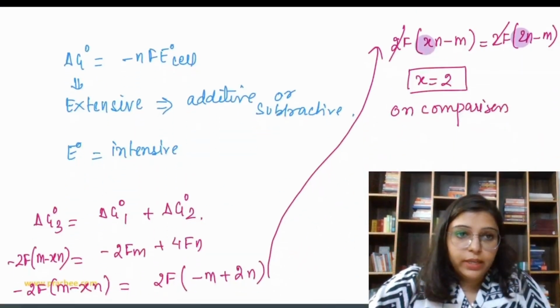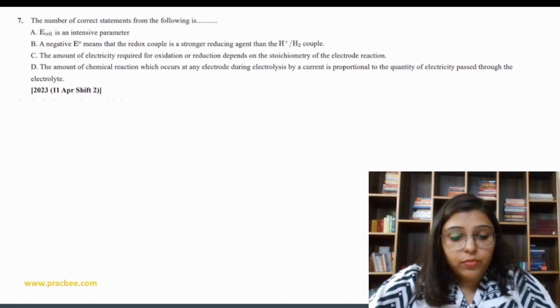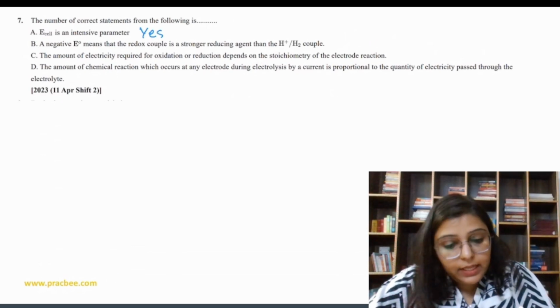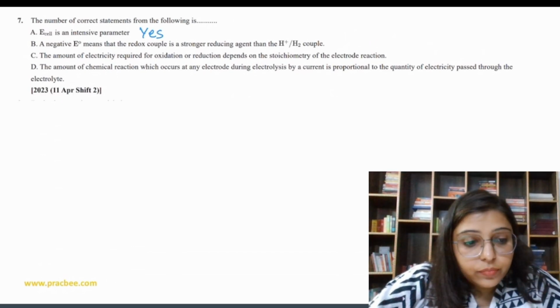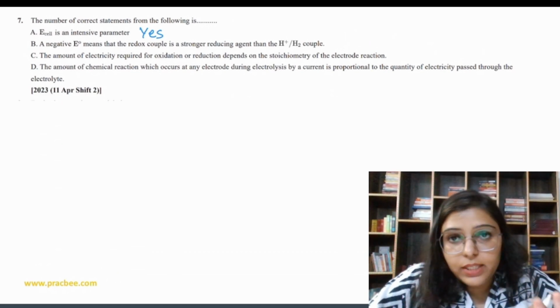Okay, now let's do the next question. The number of correct statements from the following is: E cell is an intensive parameter. Yes, E cell is intensive, right? What are intensive parameters? Those which do not depend upon the number of moles or amount. So E cell is intensive.